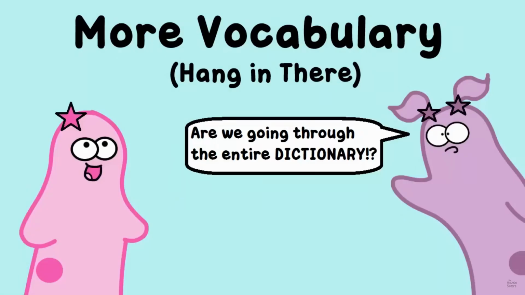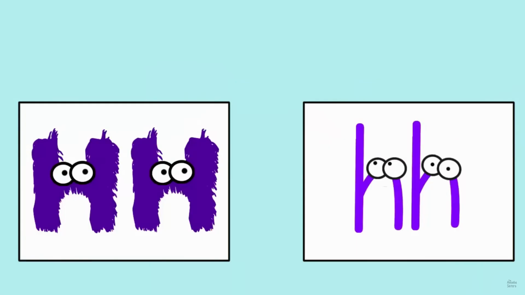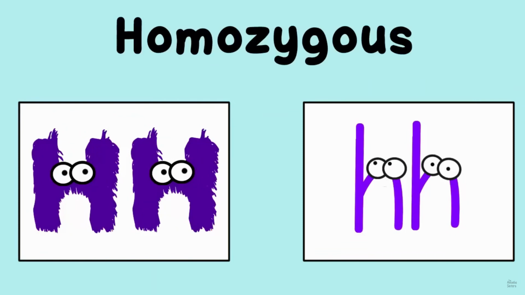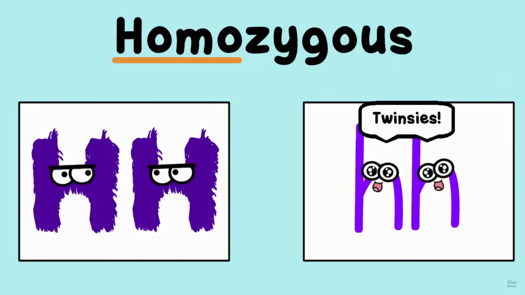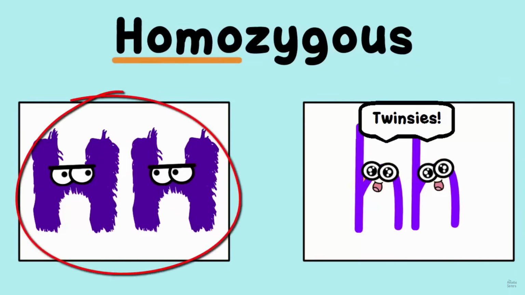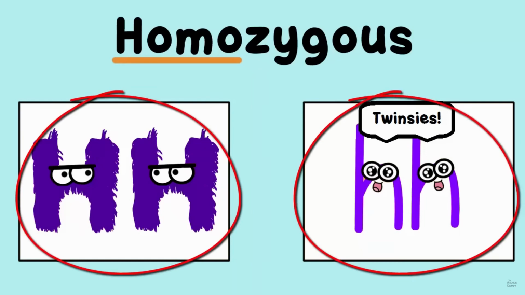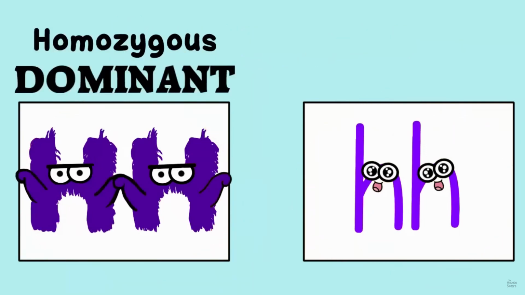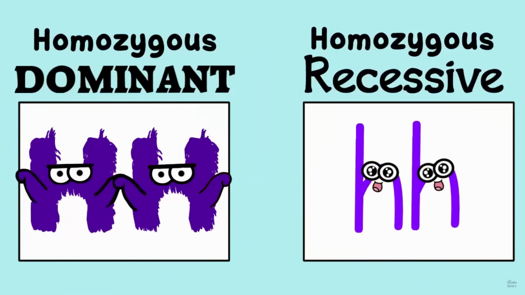Now, we're not quite done with the vocab here. A genotype of big H, big H, or little h, little h, is considered homozygous. The root in this word means same, and they are the same case. Big H, big H, those are both capital letters, and little h, little h, those are both lowercase letters. So big H, big H is called homozygous dominant because of the capitals, and little h, little h is homozygous recessive because of the lowercase.